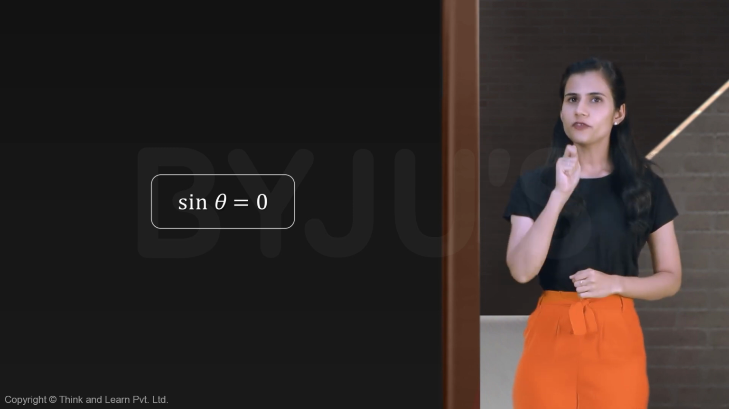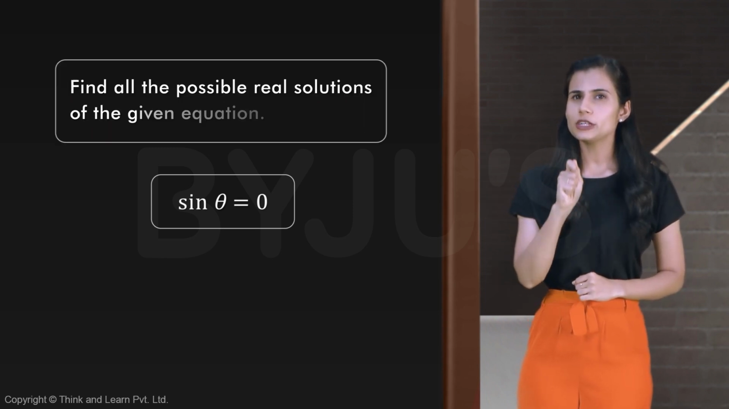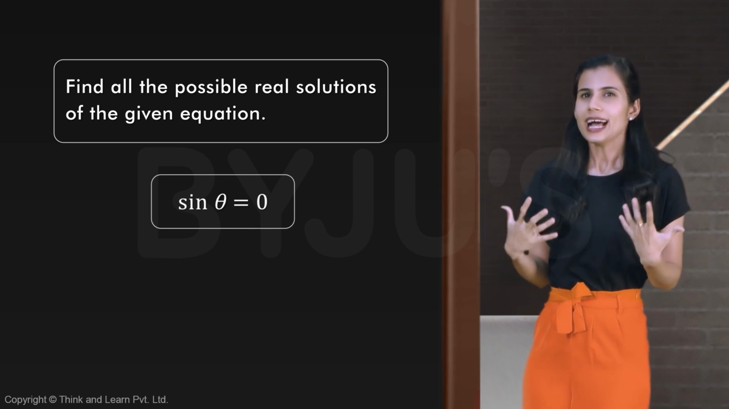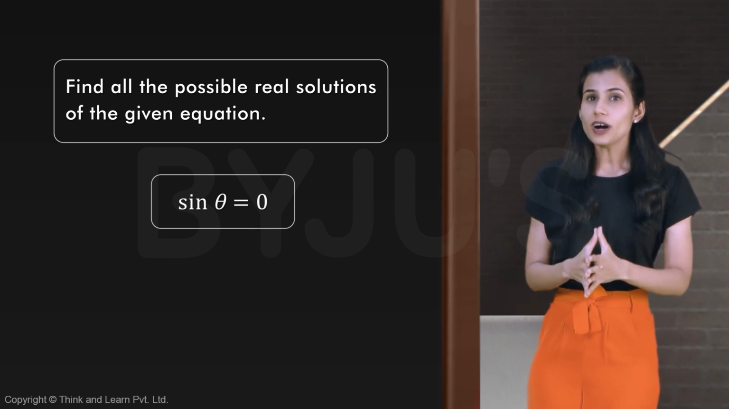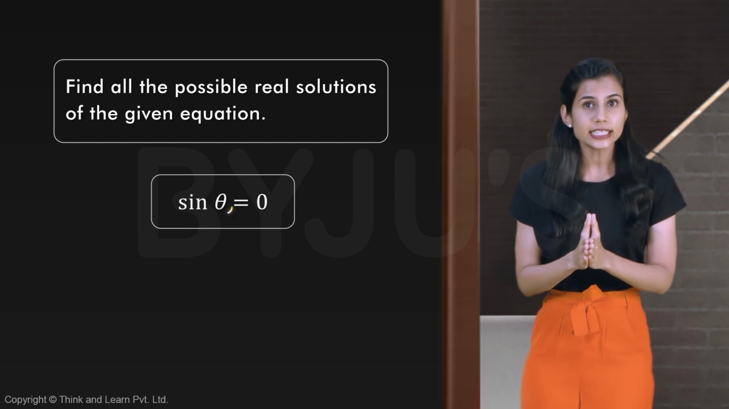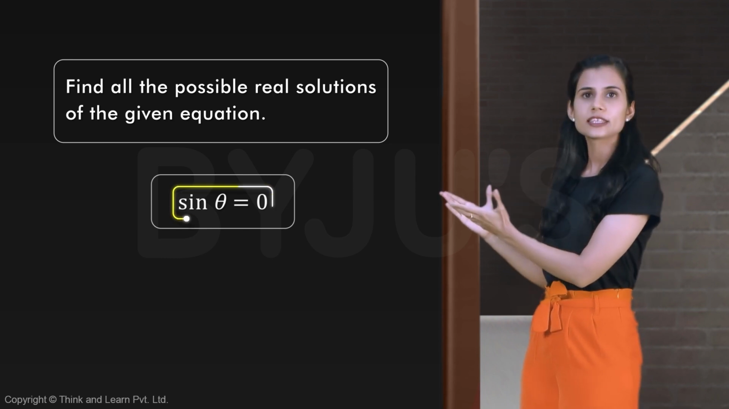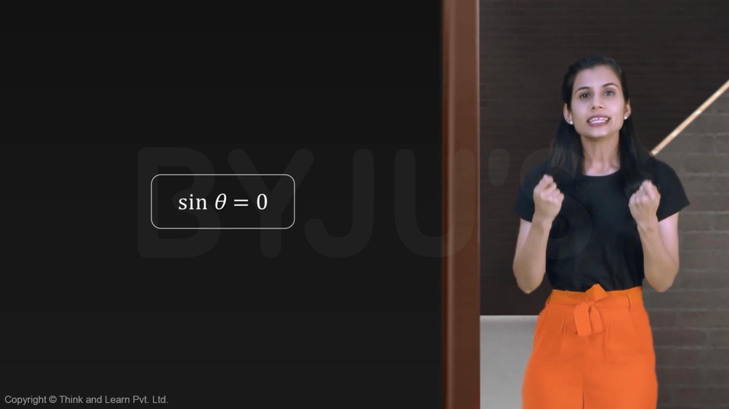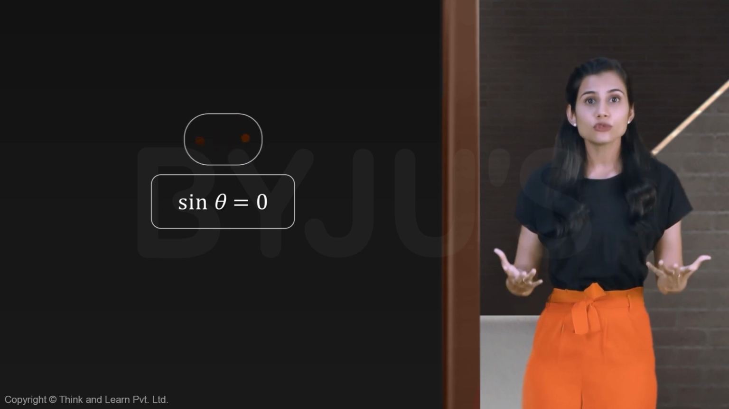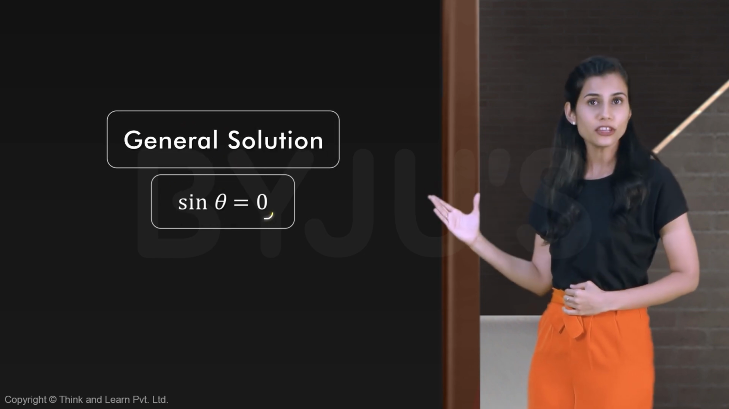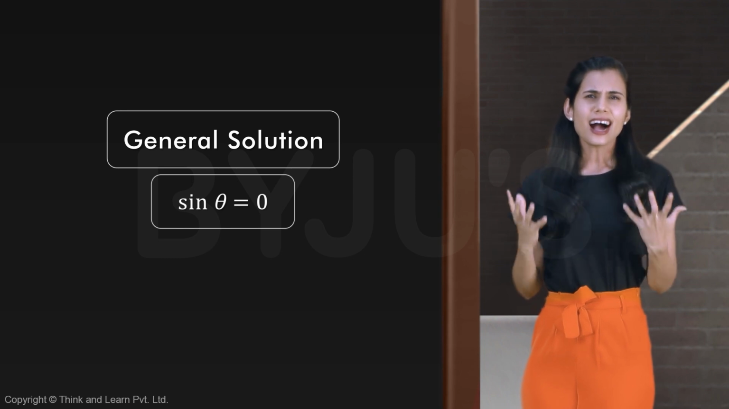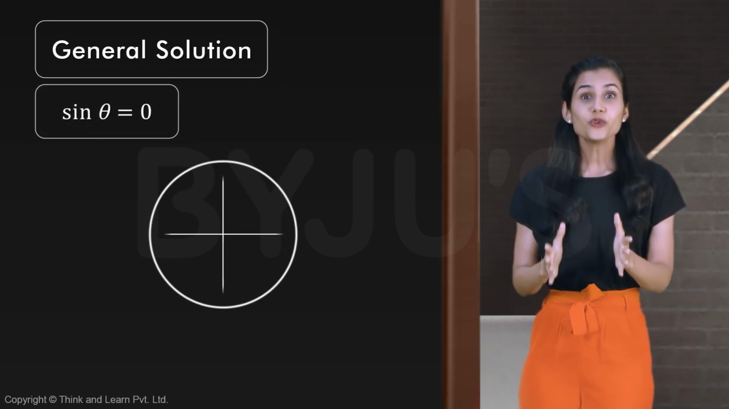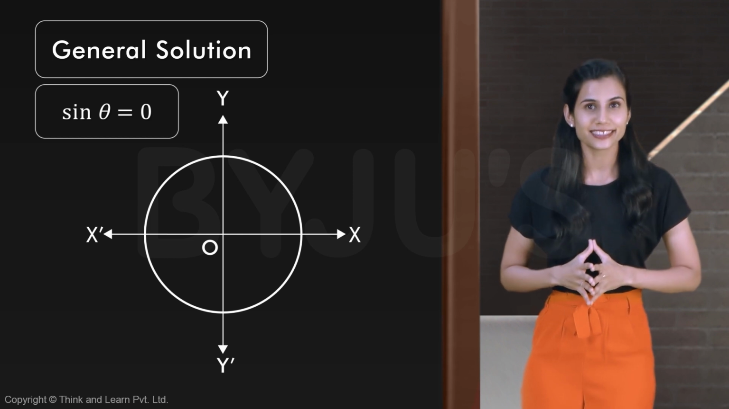Agenda is to find all the possible real solutions of this equation. Well, I simply mean that we have to find all the real angles theta which satisfy this equation. You know, alternatively, I can say that we need to find the general solution of this very equation. And how exactly are we supposed to find it? Well, unit circle is the answer.